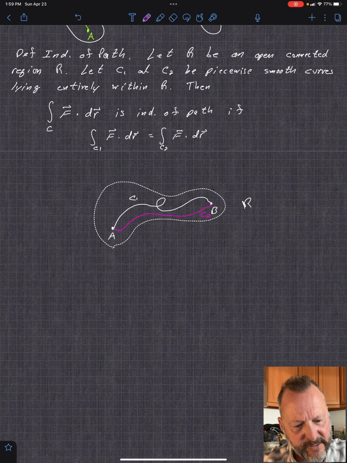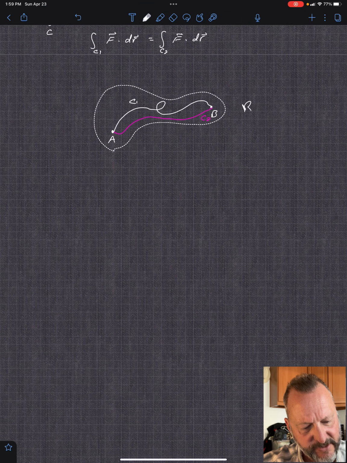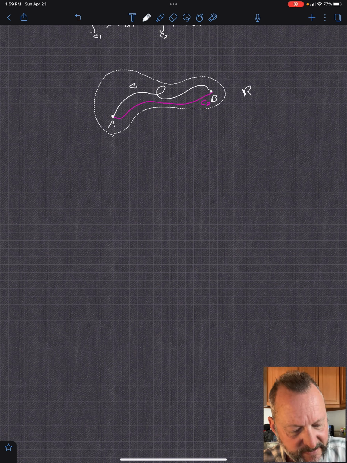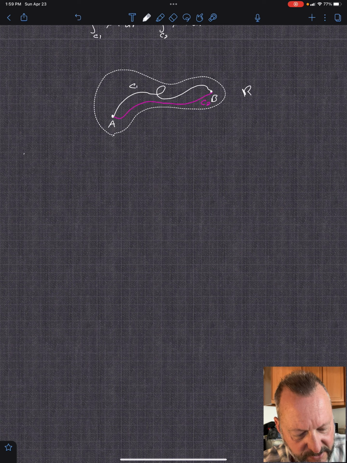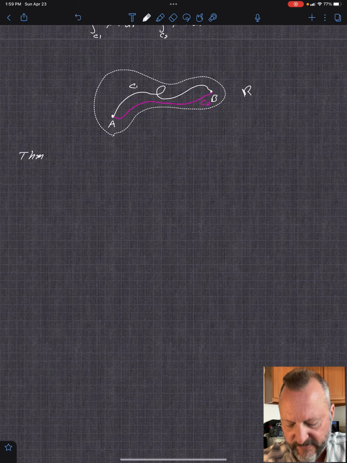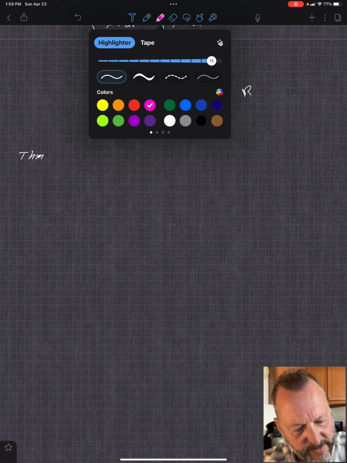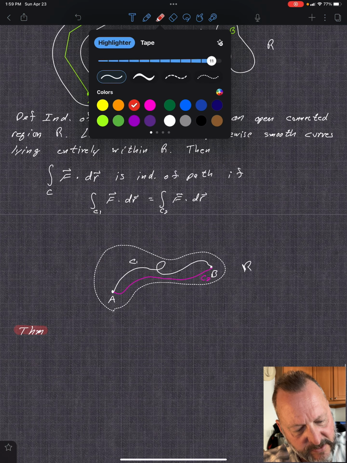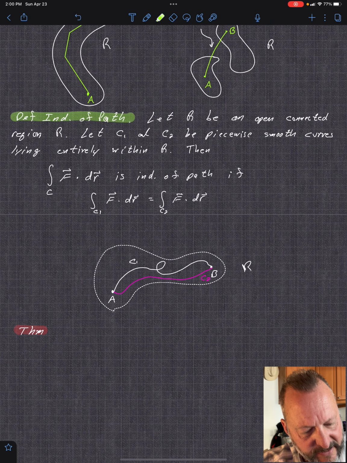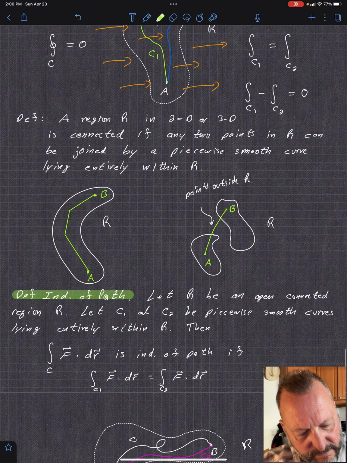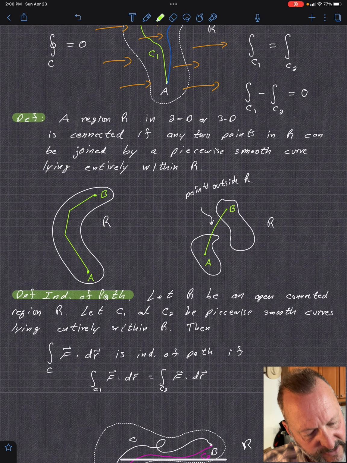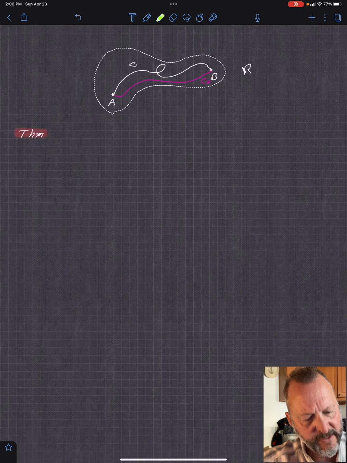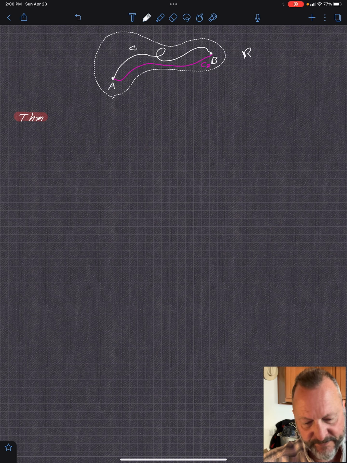Okay, let us continue. Again, just a lot of definitions. Next is the theorem. This connects independence of path and conservative vector fields. This is really important, especially for your future work. Okay, I'm going to start highlighting some of these things, see if they stand out a little bit. There's that theorem. Here's the definition of independence of path. Okay. This next theorem is pretty cool.